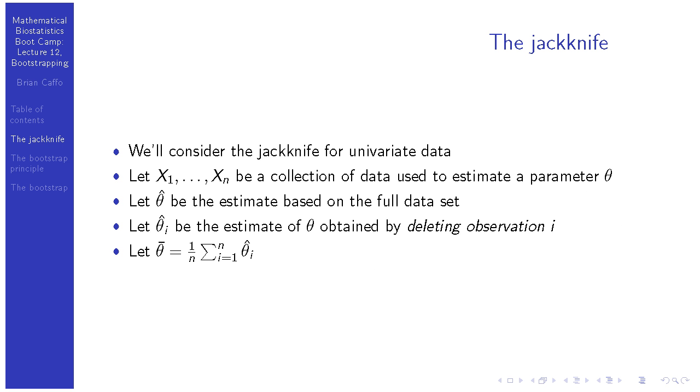So let's just consider the Jackknife for univariate data, and let's let x1 to xn be a collection of univariate data points where we want to estimate a parameter theta. And so let's let theta hat be the estimate based on the full data set, and then let's let theta hat sub i be the estimate of theta that you obtain where you use the n-1 observations obtained by deleting observation i. And then let's let theta bar be the average of the leave one out estimates.